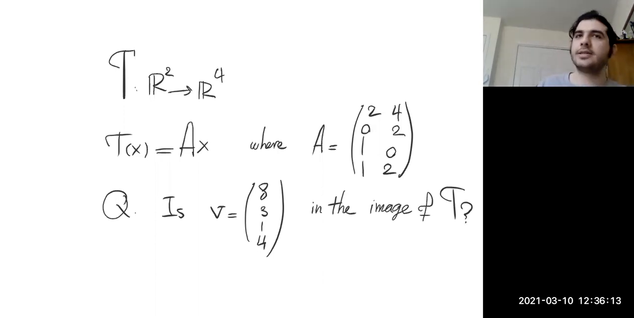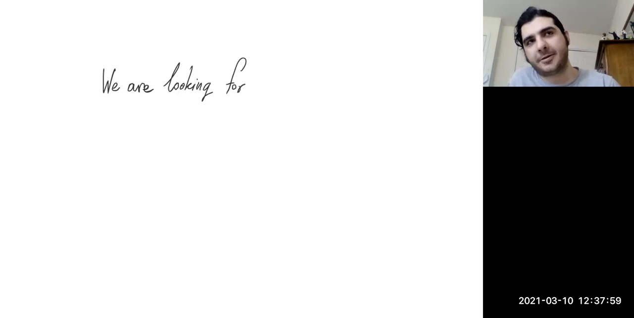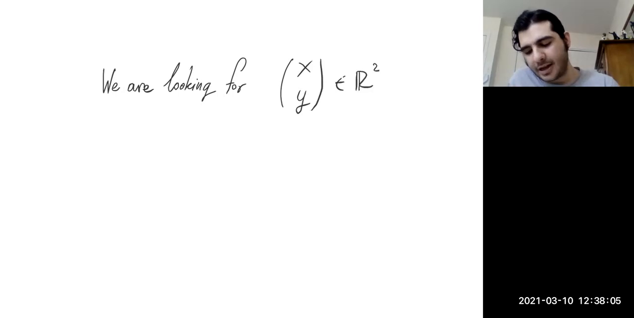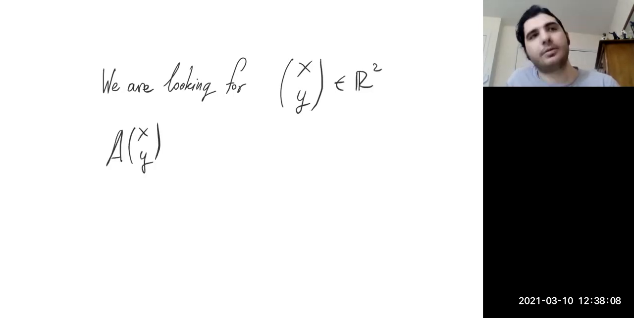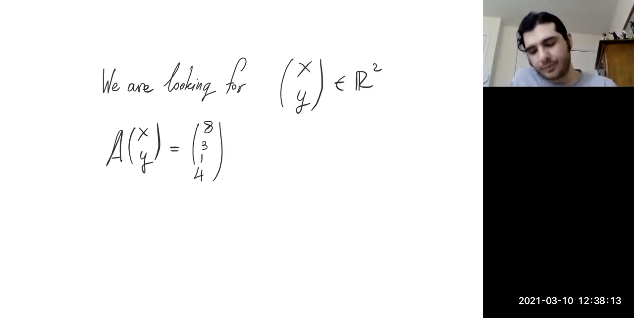Okay, let's think about this one for a few minutes. Okay, let me write down the answer. So we are looking for a vector x and y in R2 such that A times (x, y) is equal to this vector 8, 3, 1, 4, right? But what is A times (x, y)? A itself is equal to 2, 4, 0, 2, 1, 0, 1, 2.